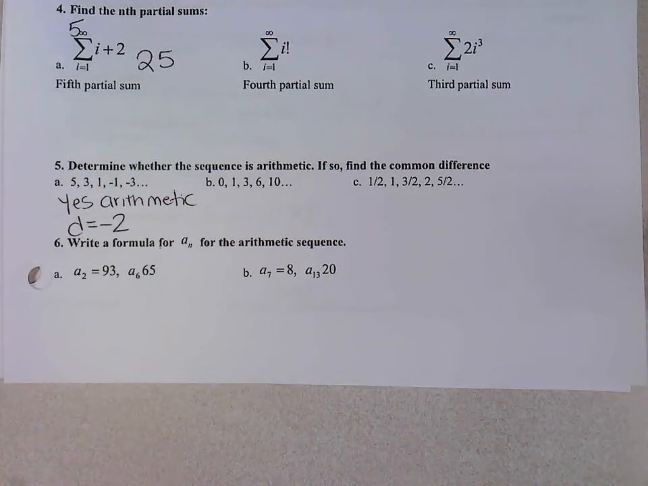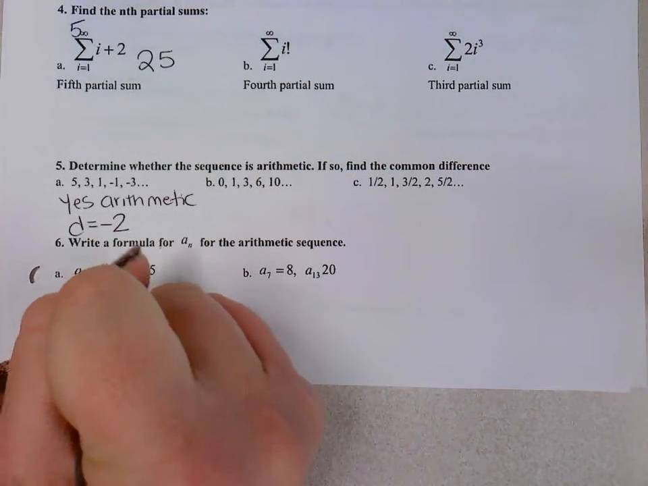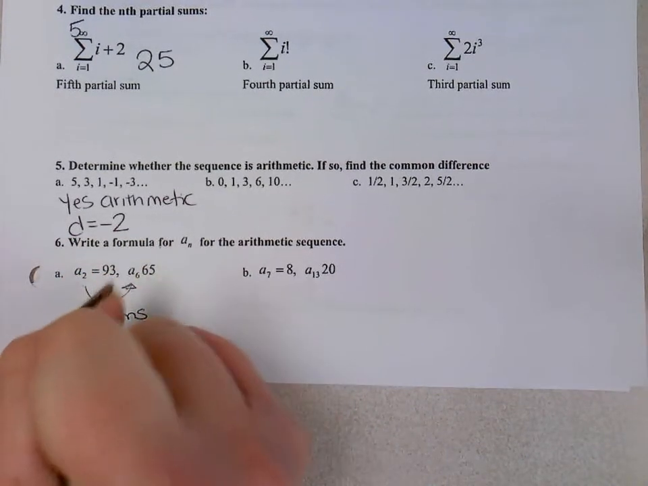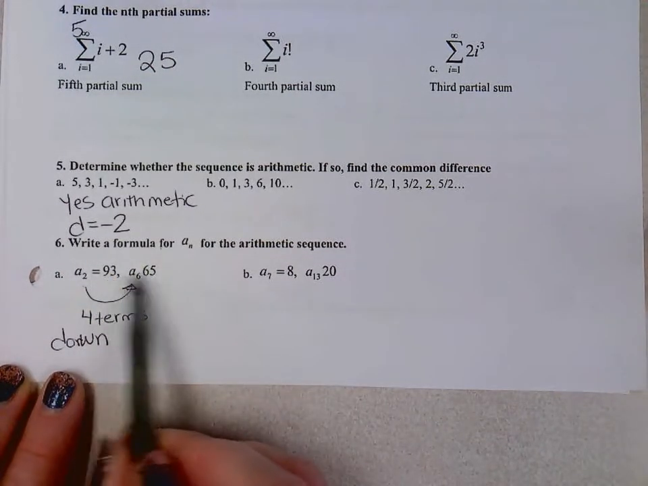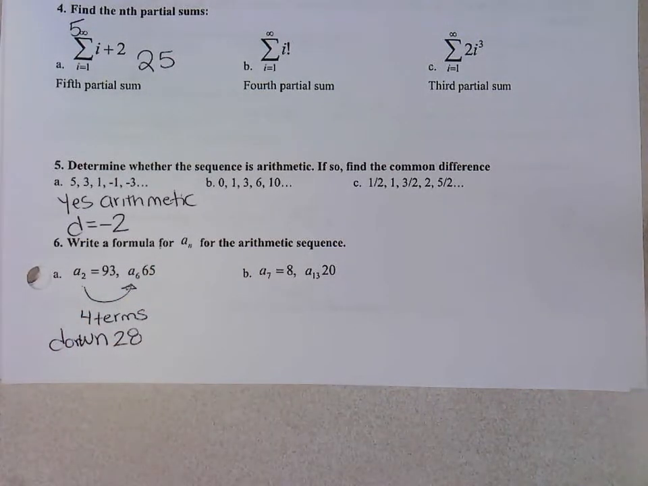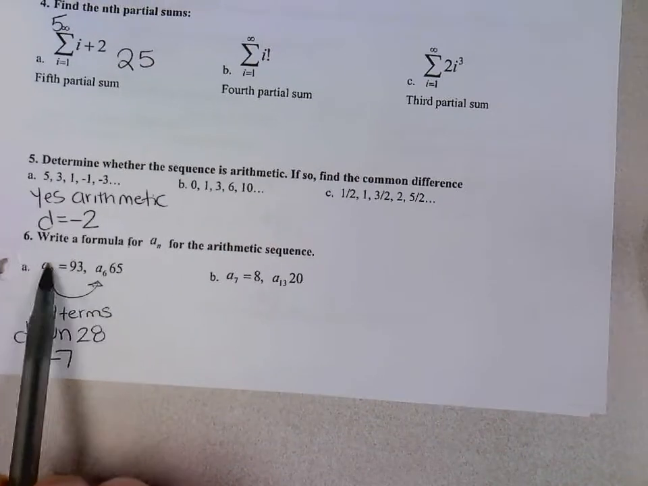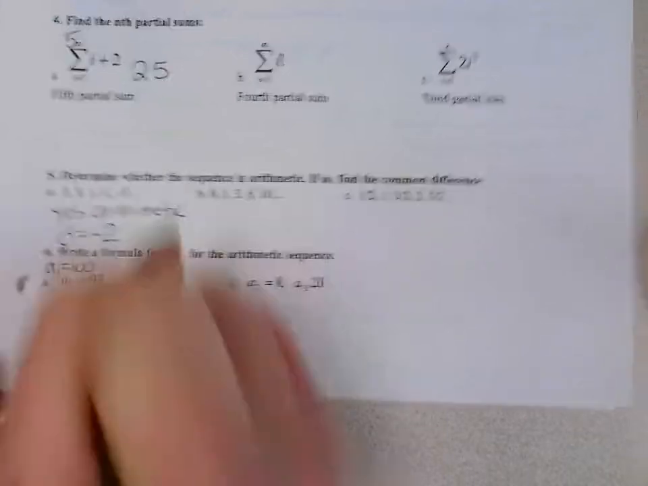In number 6, writing a formula. To write the formula, you need to find the first term and you need to find the common difference. I'm starting at term 2 and going to term 6. So in 4 terms, I've gone down how much? 93 down to 65. I've gone down 28. So that looks like my common difference would be 28 divided by 4, so it's going down 7 each time. I need to find my first term, so to go backwards, I would add 7. So that tells me that A sub 1 is 100.